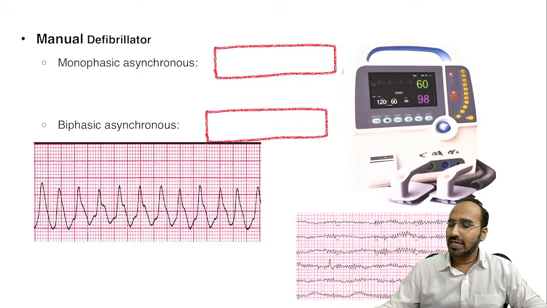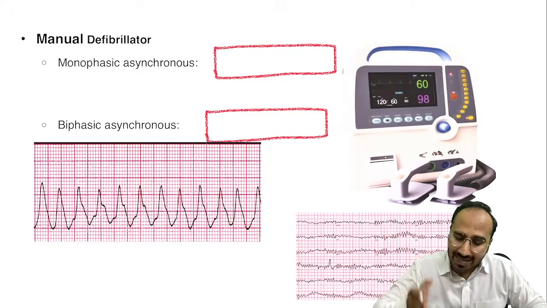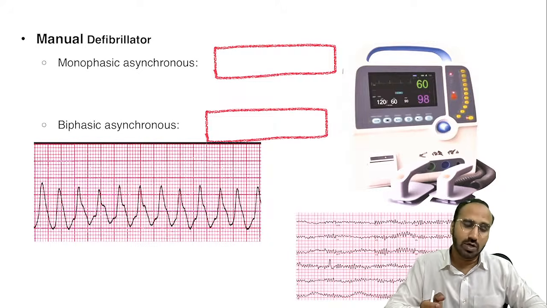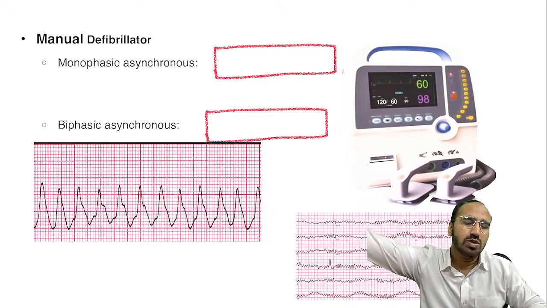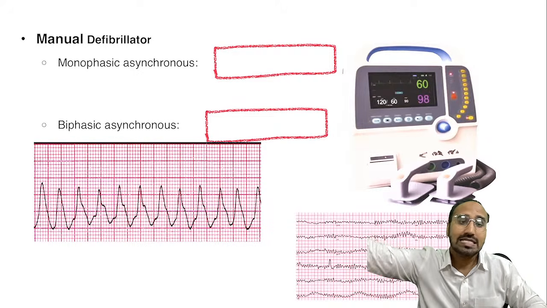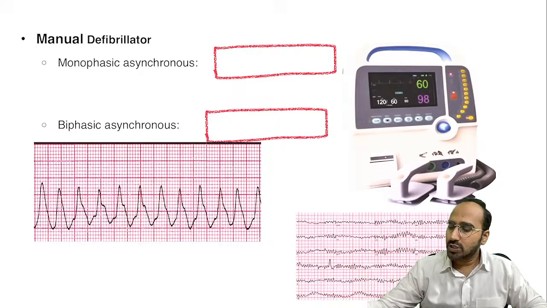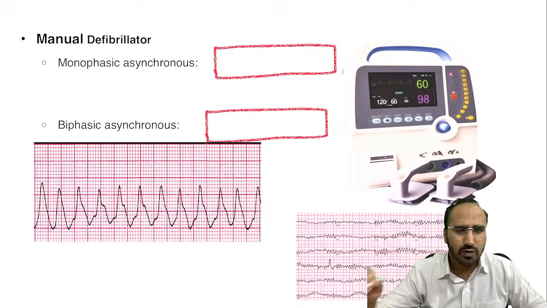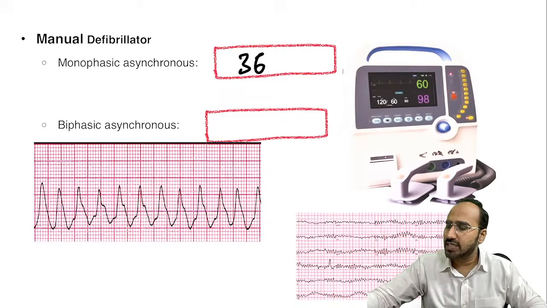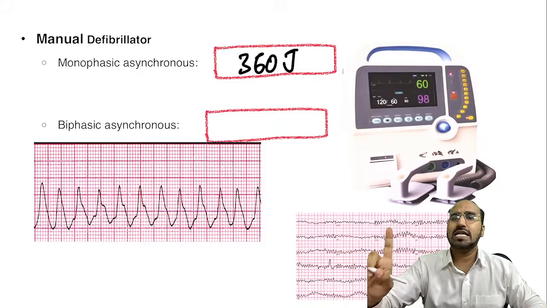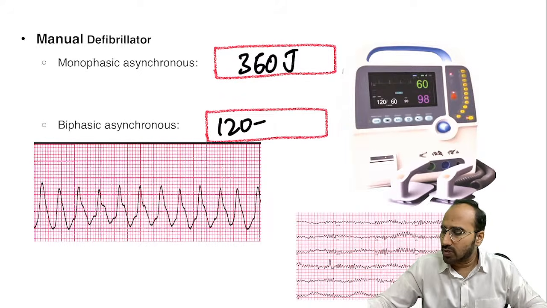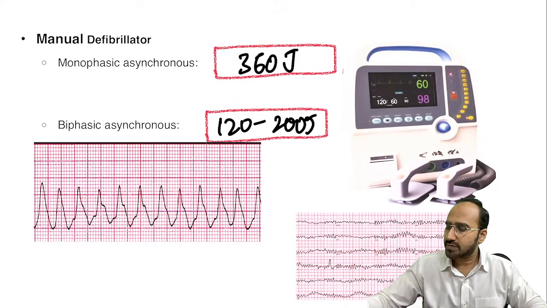In a manual defibrillator, there are two modes. Remember, always in cardiac arrest, we are giving the asynchronous mode, whereas for SVTs and other rhythms, we are using synchronized cardioversion. So remember, there are monophasic and biphasic. If you are using monophasic, what should be the joules, guys? 360 joules. Monophasic means single 360 joules. Biphasic means what? You can start with 120 joules and you can go to 200 joules.